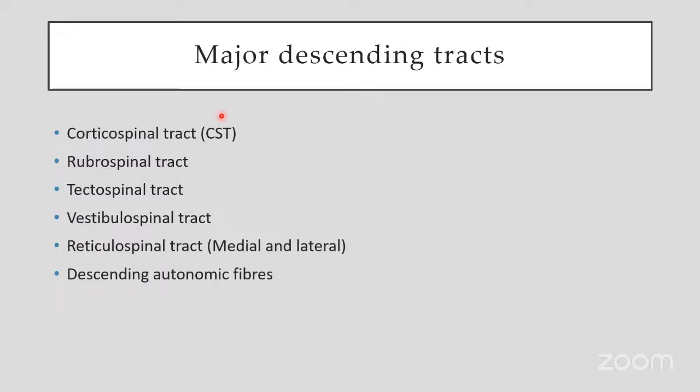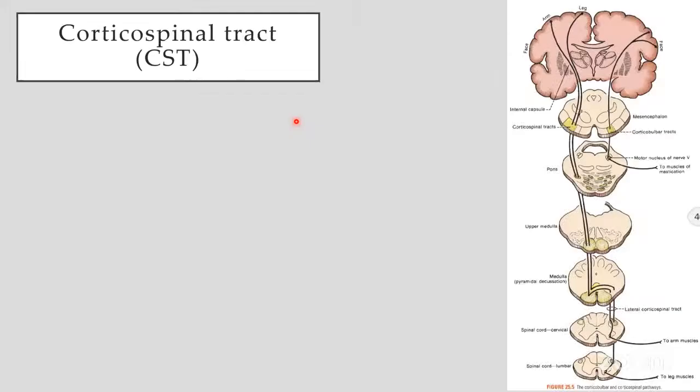The major descending tracts of the spinal cord are the corticospinal tract, rubrospinal tract, tectospinal tract, vestibulospinal tract, reticulospinal tract, that is medial and lateral reticulospinal tract, and the descending autonomic fibers.